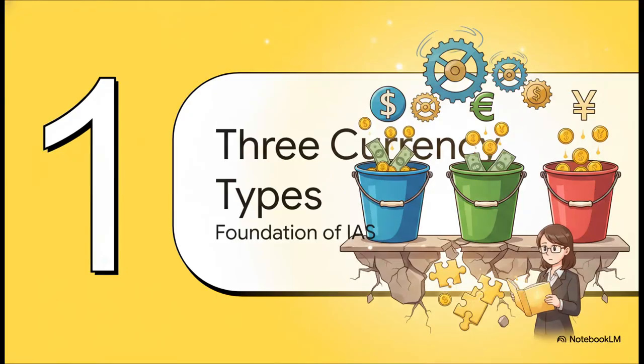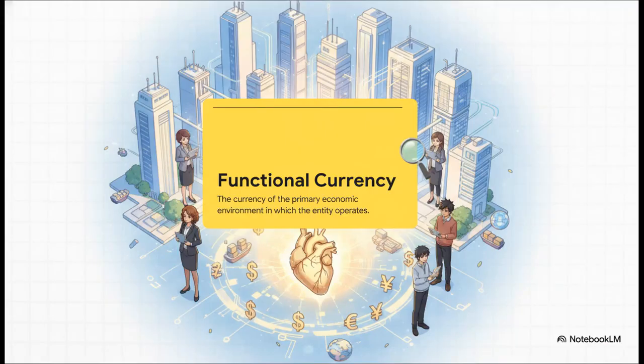All right, section 1, the three currency types. This is about building the foundation of IAS 21. Because if we don't get these basics right, the rest of our accounting completely falls apart. The crucial point here is that a business can have multiple foreign currencies and multiple presentation currencies, but it only ever has one functional currency.